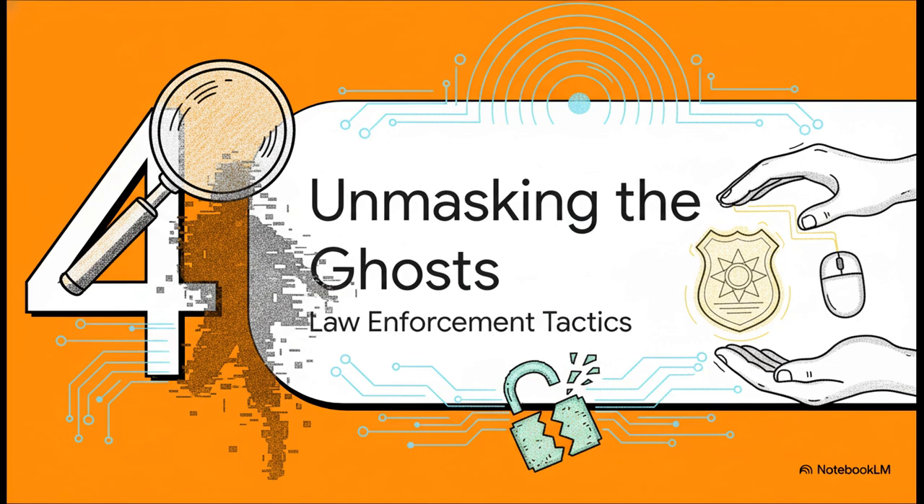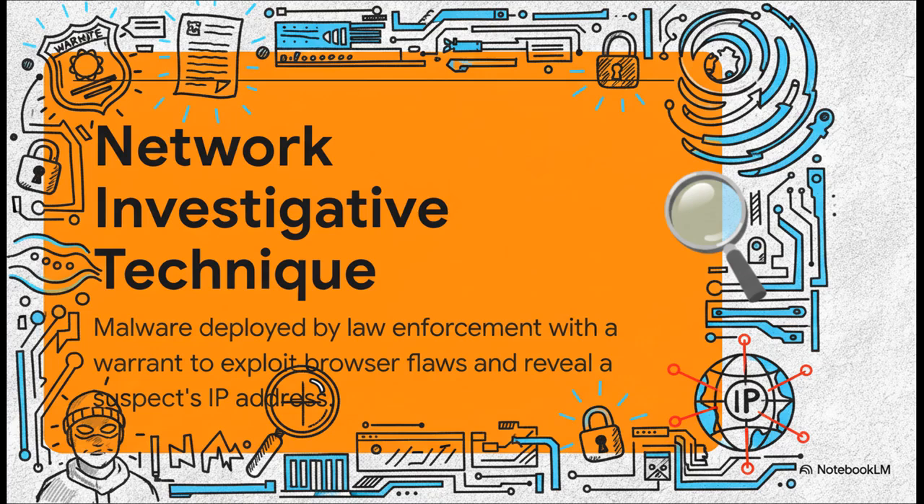And that brings us to the other side of this whole cat and mouse game. How do law enforcement agencies turn these tiny little mistakes into actual arrests? Let's look at how they manage to unmask the ghosts in the machine. One of the most powerful and, yeah, most controversial tools they have is the Network Investigative Technique, or NIT. This is essentially a warrant that lets law enforcement hack the hackers. They deploy a piece of malware that exploits a browser vulnerability to bypass all of Tor's protections and send a user's real IP address right back to the investigators.